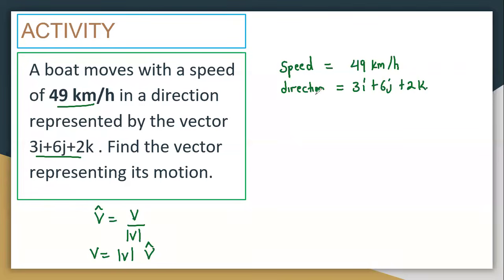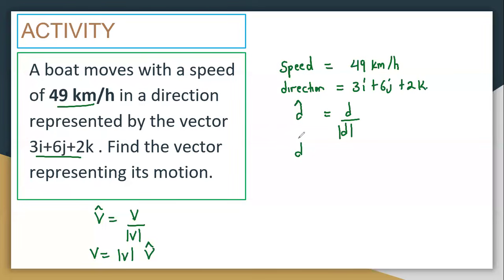Now, here we have the direction, but we don't have its unit direction vector. So the first thing we are going to find is the unit direction vector. I can represent the direction by d. So I'm going to first find d hat. d hat is given by d divided by its magnitude.